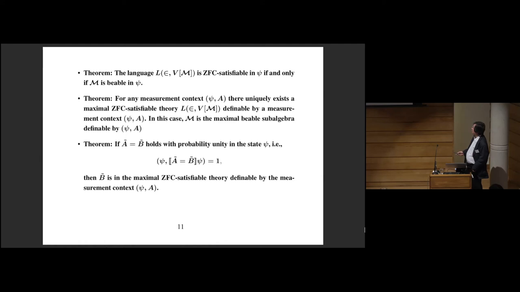And in this case, M is a maximal behavior subalgebra definable by psi A. And the last theorem says that if A and B are two observables, and in this language the corresponding internal real numbers A tilde and B tilde are equal with probability 1 in this state psi, that means the truth value has expectation 1 in this state, then B is in the maximal ZFC satisfiable theory definable by the measurement context Psi A. That's the slide.